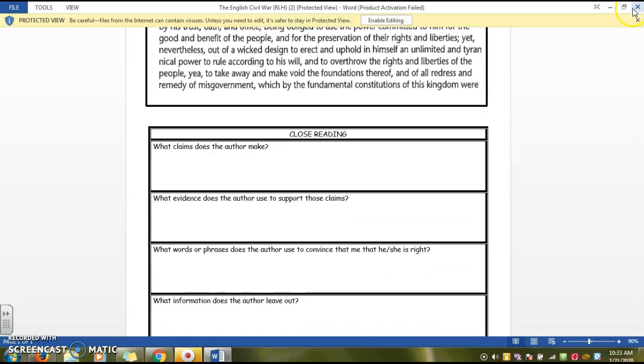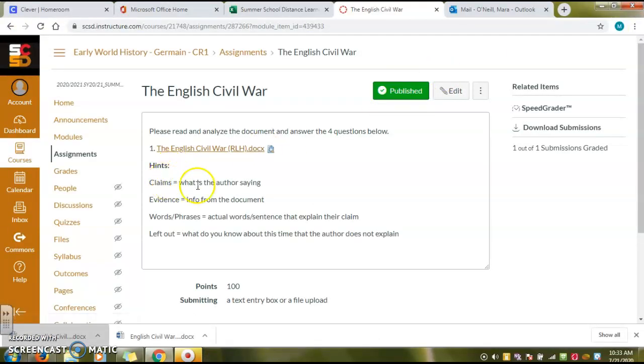And Mr. Germain is reminding you that a claim is what the author is saying. Evidence is the info from the document. Words and phrases should be actual words or sentences that you are pulling out of the document. And that part where you're talking about what the author left out is what do you know about this time that the author may not have or did not explain.